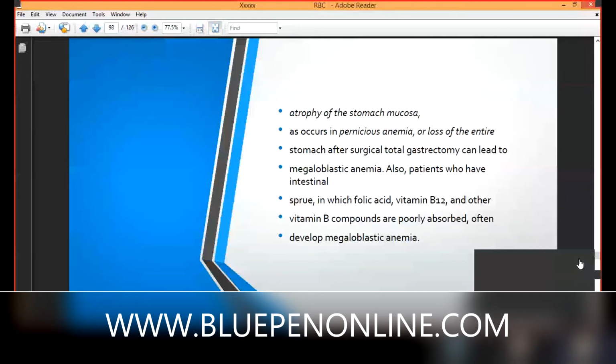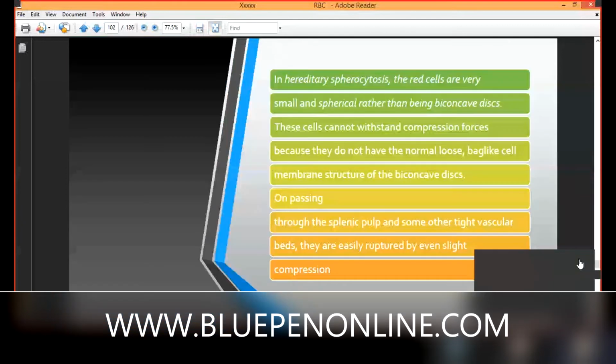Then hereditary spherocytosis comes under hemolytic anemia. Spherocytosis means spherical cells, so they can be easily ruptured by slight compression. In hereditary spherocytosis, lysis of the cells occurs.